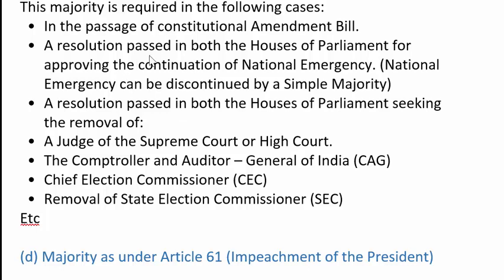This kind of special majority with two kinds of criteria is required in the passage of constitutional amendment bill, a resolution passed in both the houses of parliament for approving the continuation of national emergency. Remember that for discontinuation only simple majority is required. A resolution passed in both the houses of parliament seeking the removal of a judge of the Supreme Court or High Court, for the removal of Controller and Auditor General of India (CAG), for the removal of Chief Election Commissioner, and for the removal of State Election Commissioner. For all these kinds of resolution, special majority with two-third as well as 50% of the house is required.